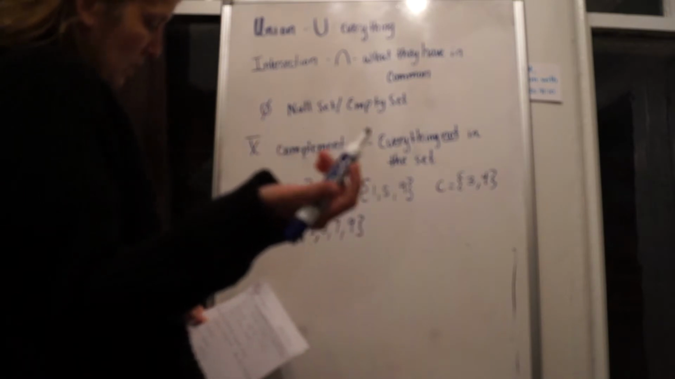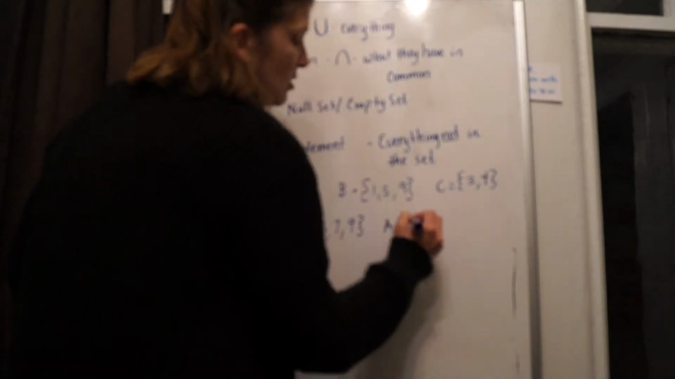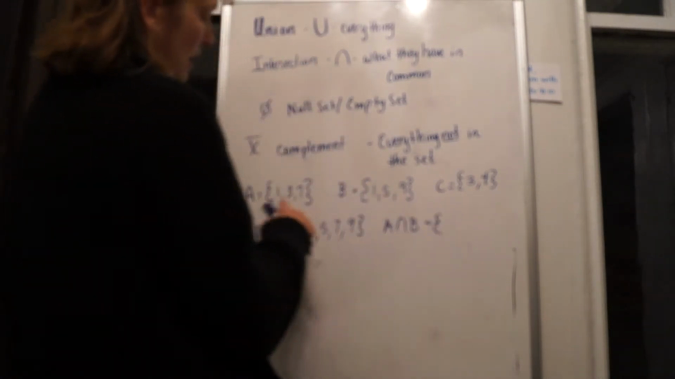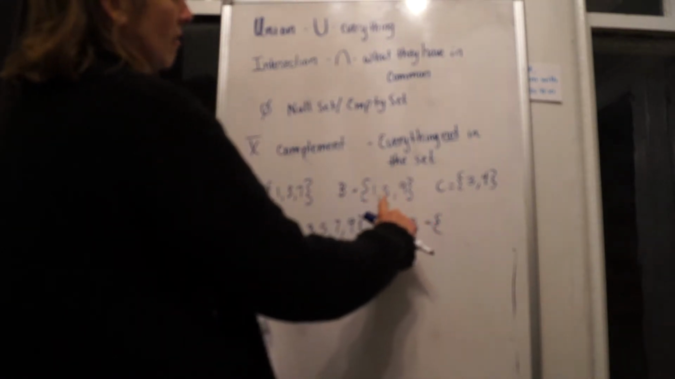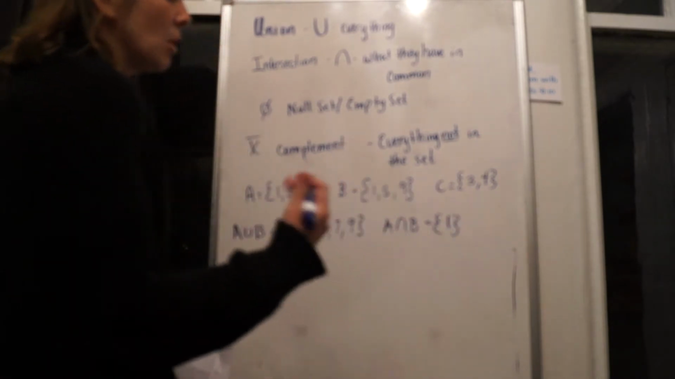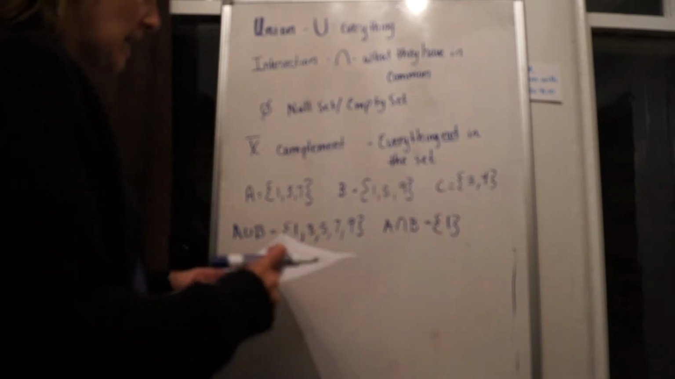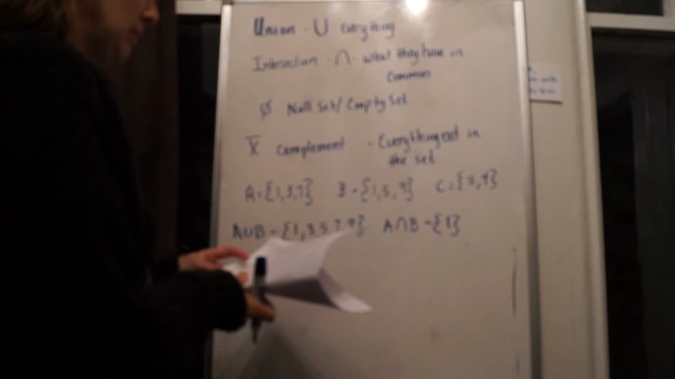Okay, second, we're going to do the intersection. So A intersect B. That's only what they have in common. So this has 1, 3, 7. This has 1, 5, and 9. The only thing they have in common is a 1. That's the only number that's in both sets. So we get A intersection B is just the 1.